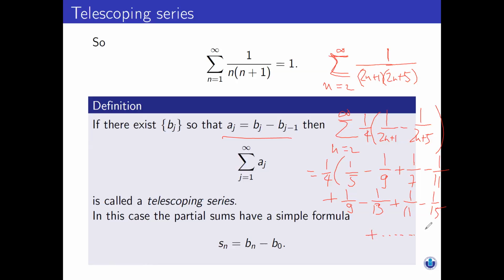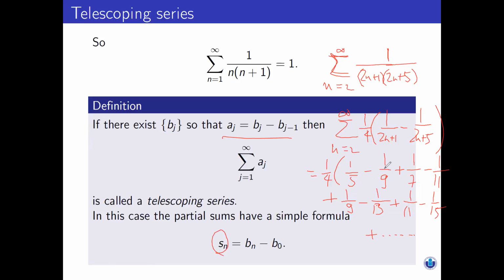Because see, the first term is 1 over 5 minus 1 over 9, but the next term is not 1 over 9 minus something. And so it's kind of two telescoping series combined into one. But you can still see that there's a lot of cancellation going on, and there is a formula for Sn. But let's not do that.